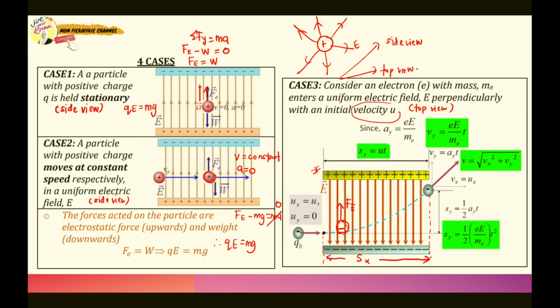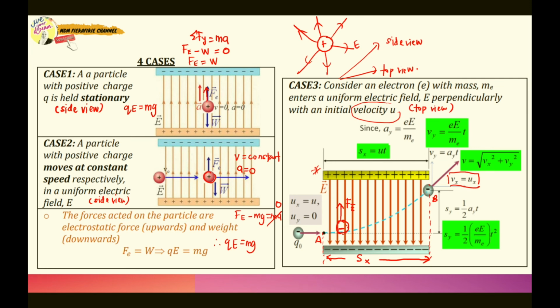And when it enters the field at this position, let's say I put the starting point as A and this is B. So when the electron leaves the field at point B, there is a final velocity V. We need to calculate V, but you need to calculate first what is Vx. And remember the value of Vx is equal to Ux.